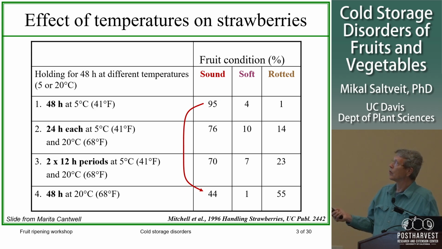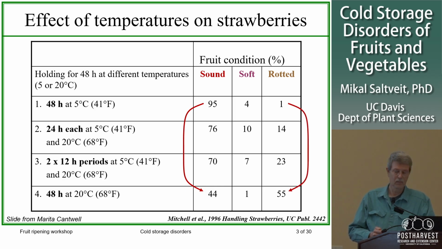Rotted berries are very low at low temperatures, but of course they can increase to be almost half of them by warmer temperatures. So cold temperatures are really important in maintaining the firmness and the metabolic integrity of the commodity, and reduce microbial activity.